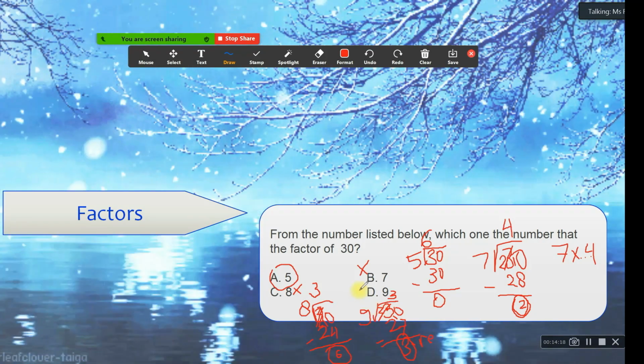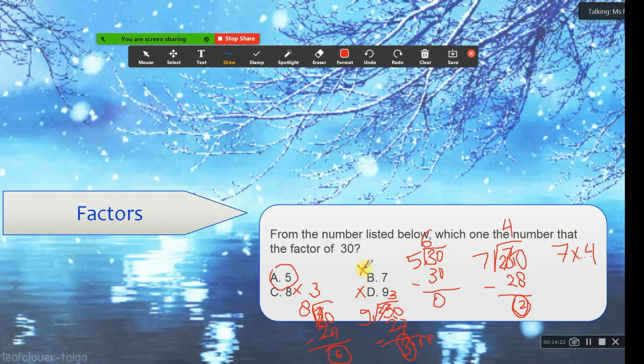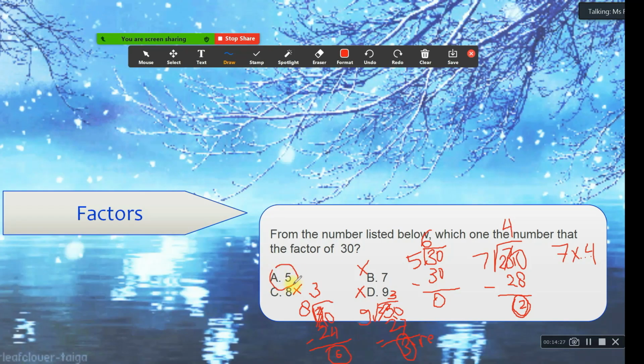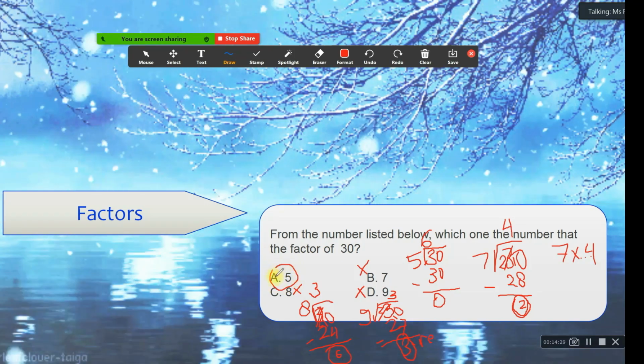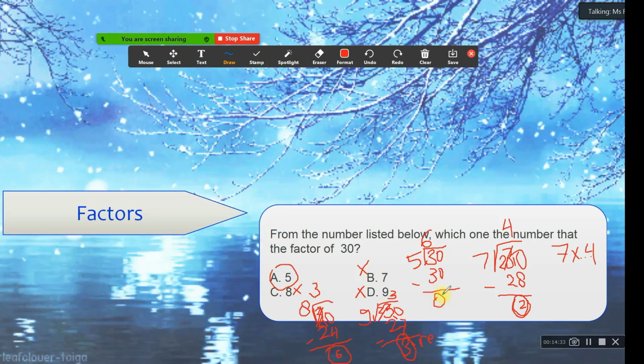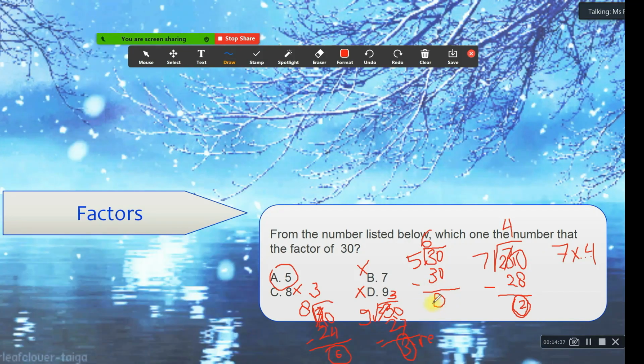So 9 is not a factor of 30. So where is the factor of 30? Yes, 5. 5 is a factor of 30 because it has no remainder. Yep.